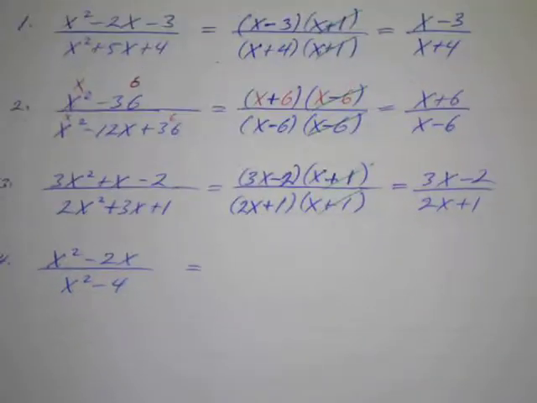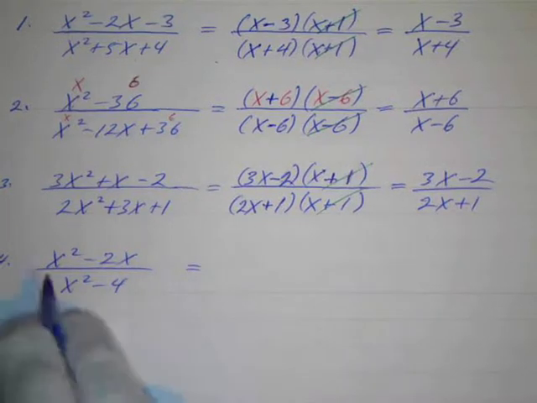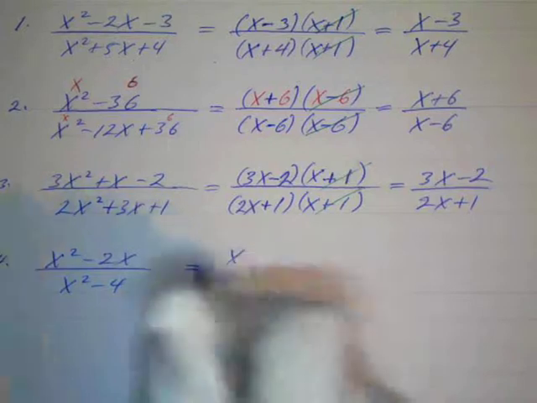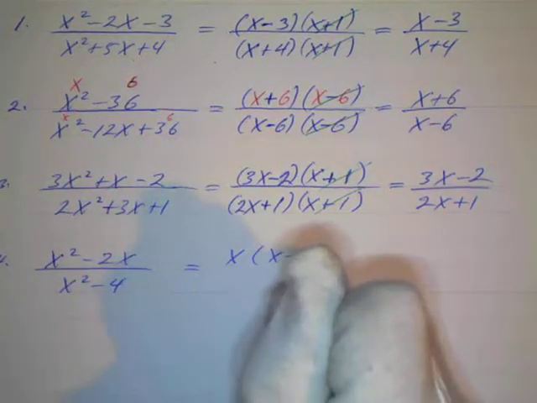Okay, and the last one here of our 4 examples. Looks like we use a common factor, so I can factor an x out of the top. So I've got x, and what's left is x minus 2 on the top, x minus 2.